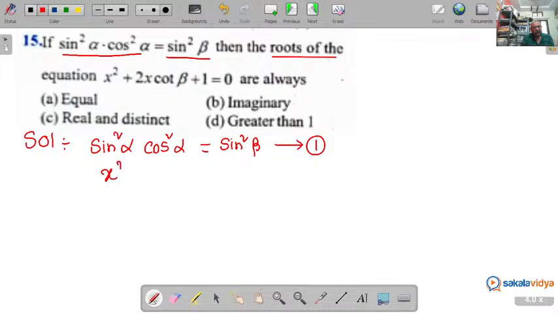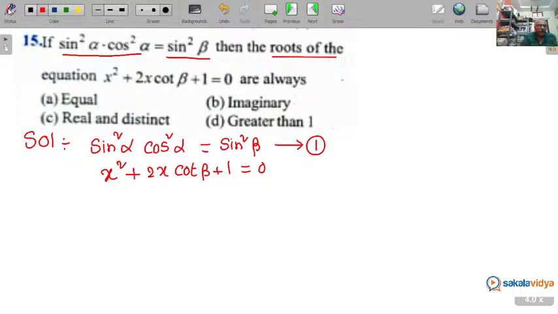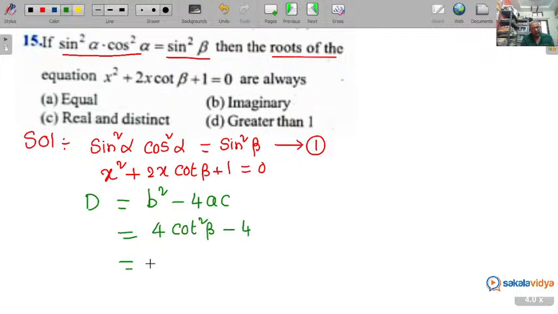Then the roots of the equation x square plus 2x cot beta plus 1 is equal to 0 are always equal, imaginary, real and distinct, greater than 1. That means we need to find the nature of the roots. The nature of the roots means the discriminant, b square minus 4ac. So here b square means 4 cot square beta minus 4. Take 4 common out: cot square beta minus 1.